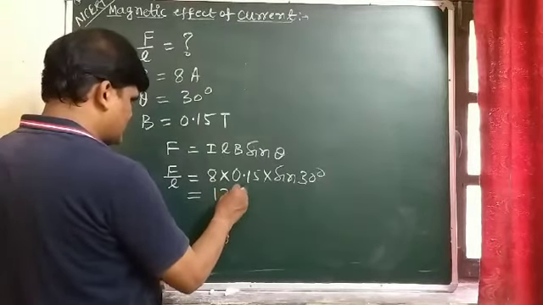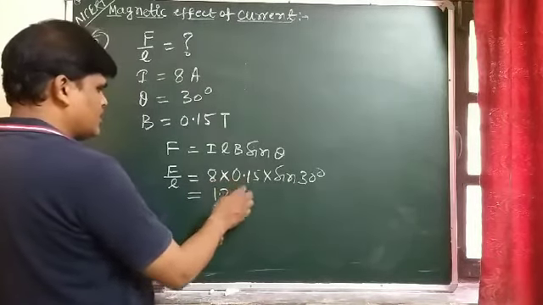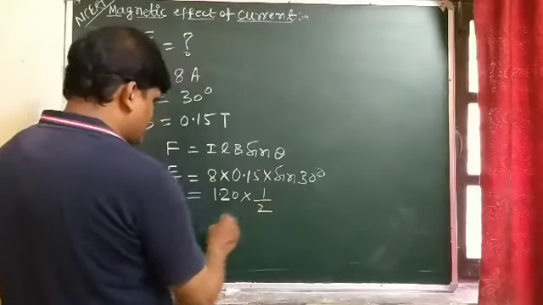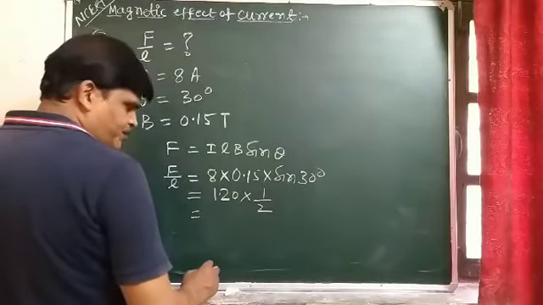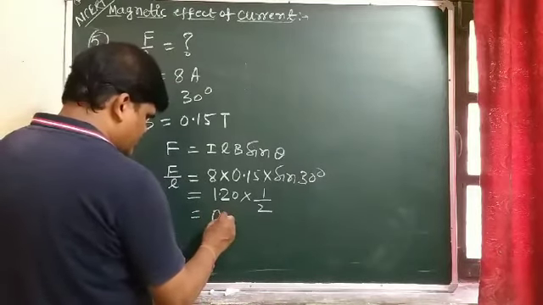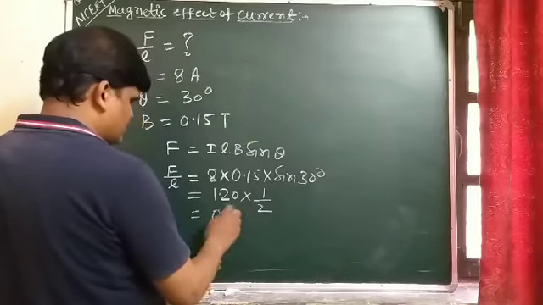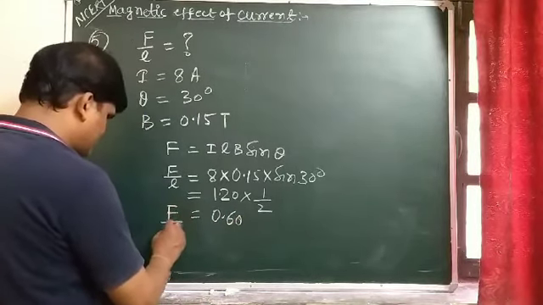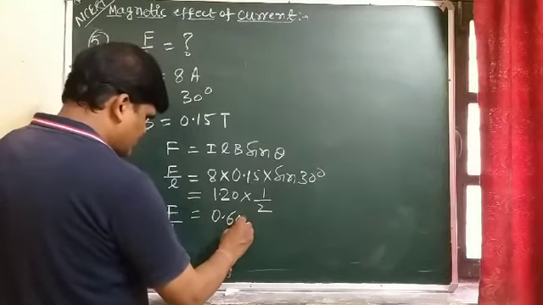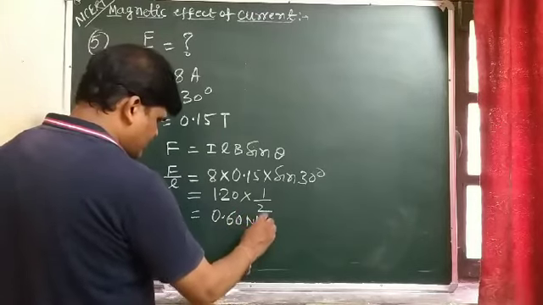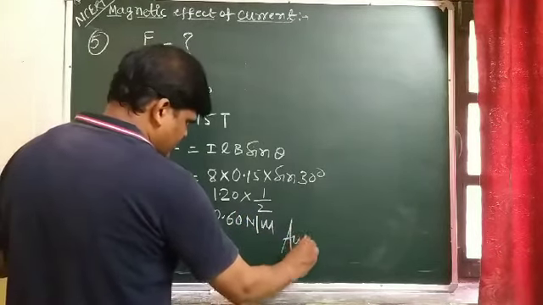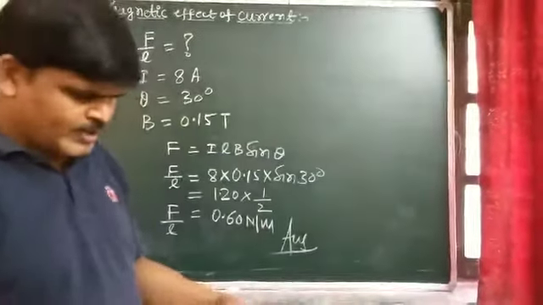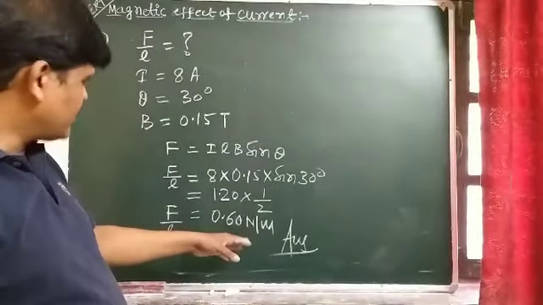1.20 into, student, sin 30 is 1/2. So that is 0.60, and this is F by L. So its unit is Newton per meter, and this is the answer. So 0.6 Newton per meter.